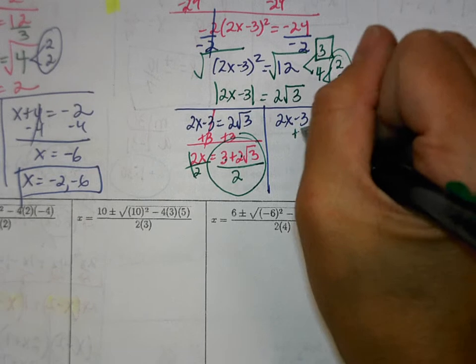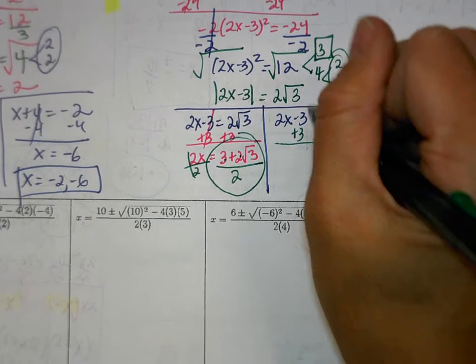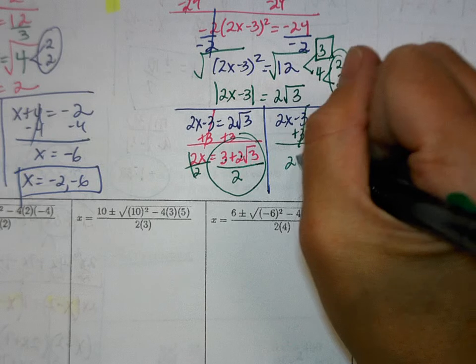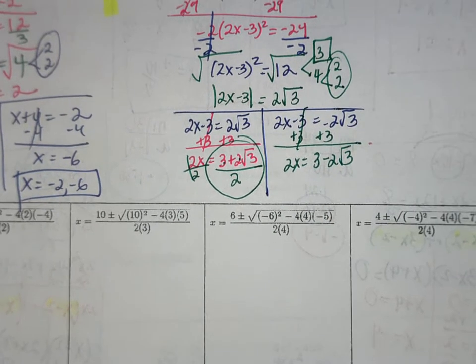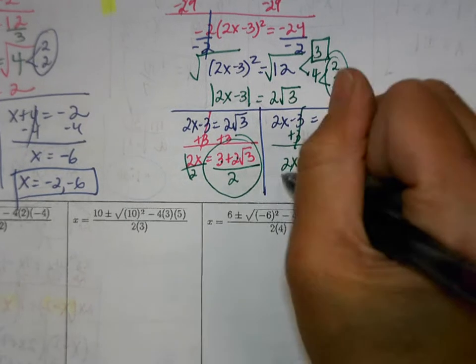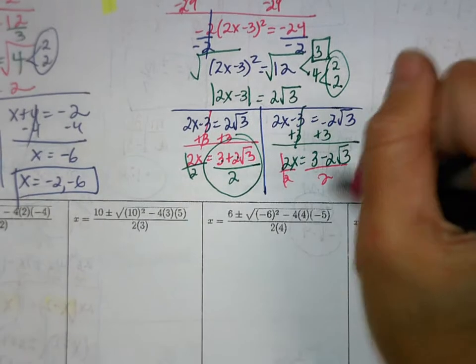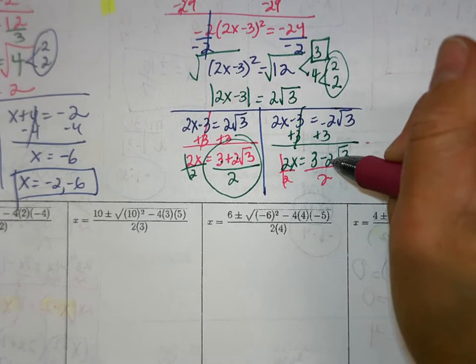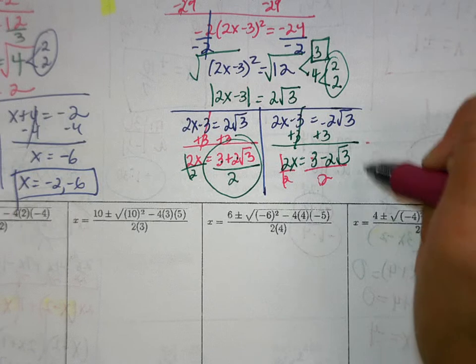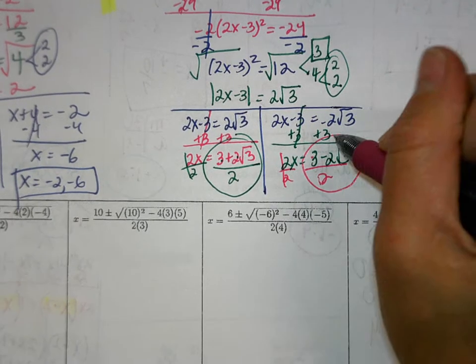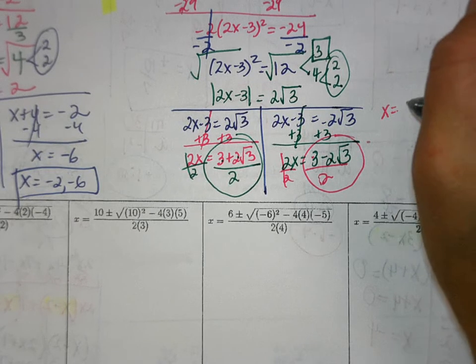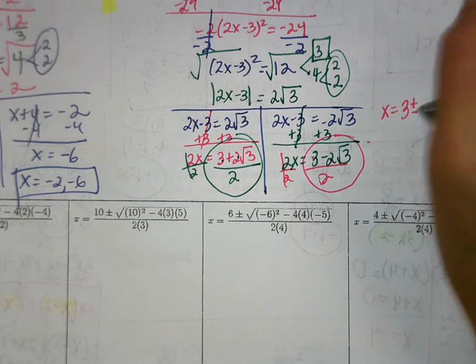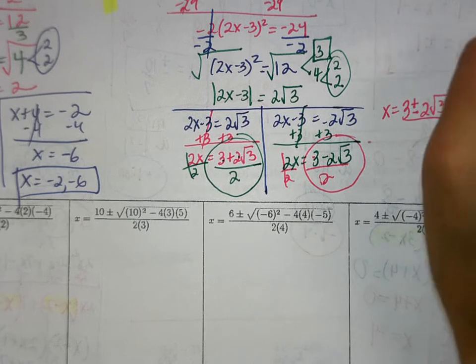Okay, same thing on the other side. We add 3. We have 2x equals 3 minus 2 root 3. In order to get x by itself, what do I do next? Divide by 2. Can I reduce this 2? No, because this 2 needs to go into both of those. Okay, so we have our two separate answers, or we could write this as what? Plus or minus: 3 plus or minus 2 root 3 all over 2.